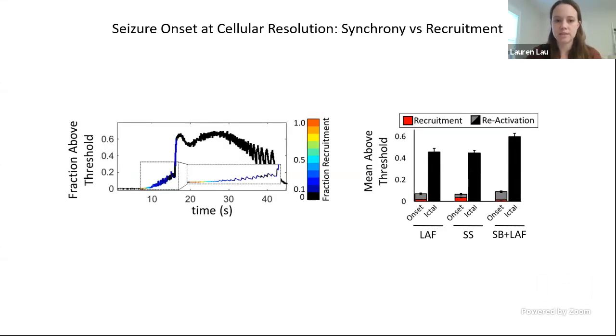And so another way to look at that data, this plot is again showing the fraction of neurons above threshold, and the color bar is now letting you see what proportion of those active cells are newly activated, what proportion is due to recruitment. And by definition, at the beginning of the onset phase, it's mostly new recruitment of cells, but later on you can see that the total number of cells active is really mostly cells being reactivated, and that there's not a lot of new recruitment at the end of the onset phase and into the seizure itself. And I've also quantified that across our 3 different types of seizure onset, and it seems to be fairly consistent.